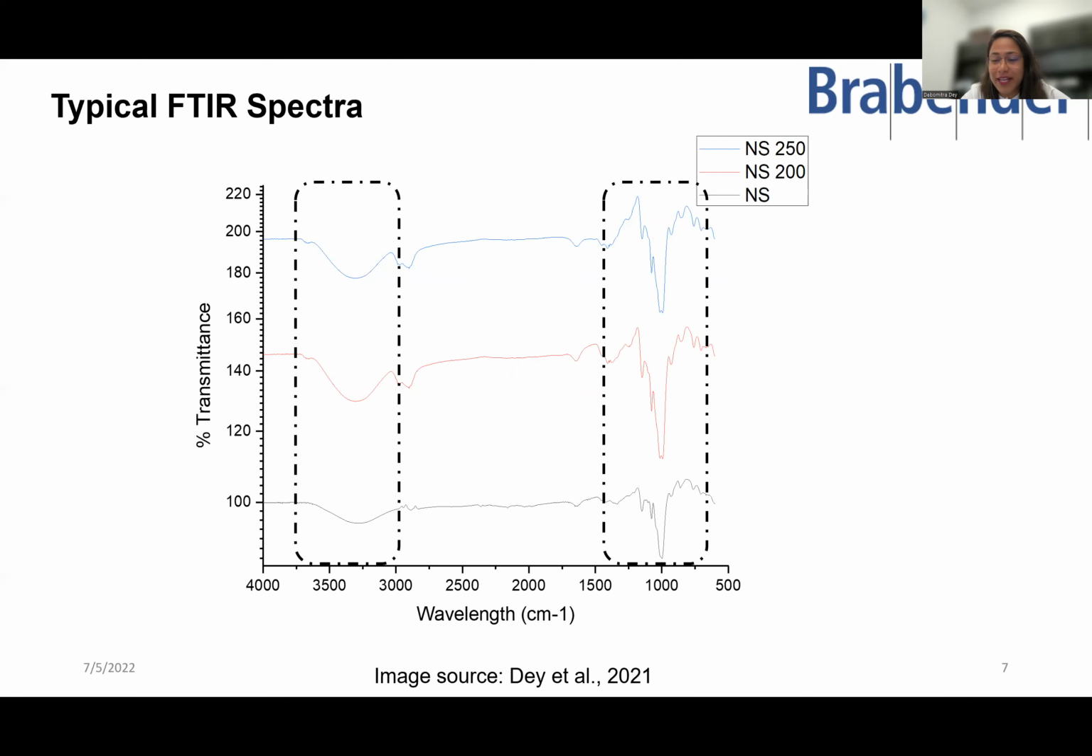So this is a typical FTIR spectra. The one that you see here in the bottom is the FTIR spectra of raw cornstarch. That is just the cornstarch flour. And the one here that we see in red and blue is the FTIR spectra of cornstarch that has been extruded at two different screw speeds, meaning at two different shear rates.